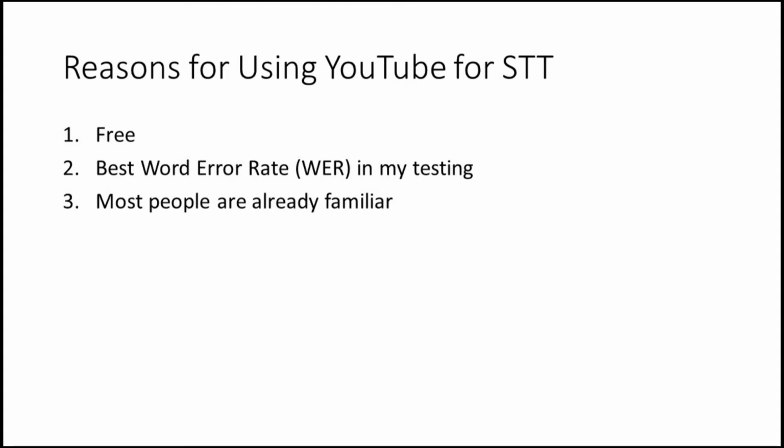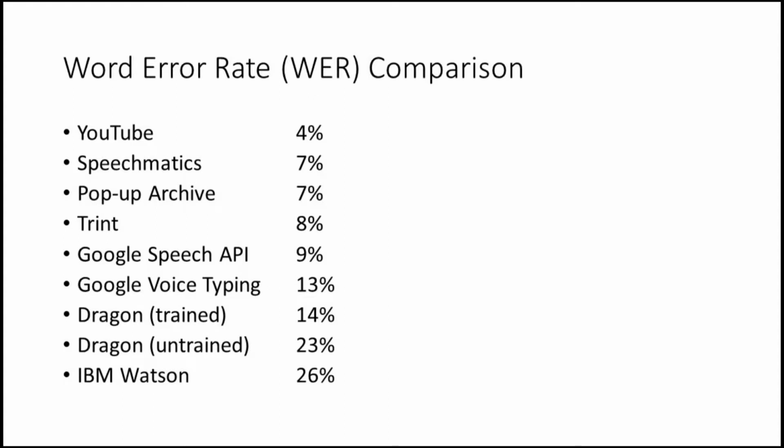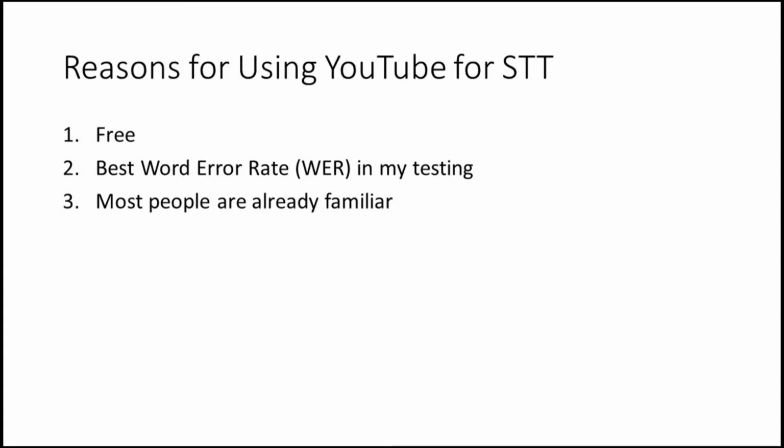Number 2, the word error rate, WER, has been good in my testing, coming in at 4% WER compared to 7% for Speechmatics, 7% for Pop-Up Archive, 8% for Trint, 9% for Google Speech API, 13% for Google Voice Typing, 14% for a trained Dragon profile, 23% for an untrained Dragon profile, and 26% for IBM Watson. And number 3, many people are familiar with YouTube.